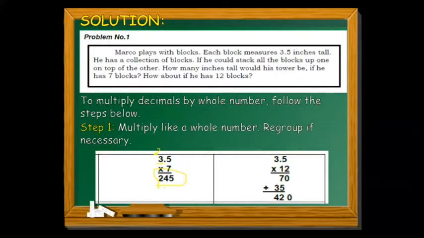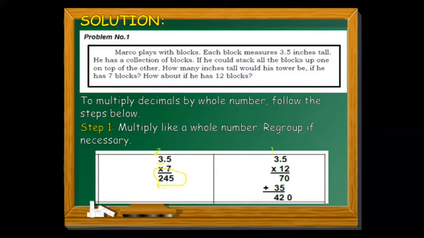So let's first multiply the first number. 5 times 2 is 10, carry 1. 2 times 3 is 6 plus 1, 7. It's going to be 70. The next one, 1 times 5 is 5. 1 times 3 is 3. Then add 0, 7 plus 5 is 12, and the answer is 420.